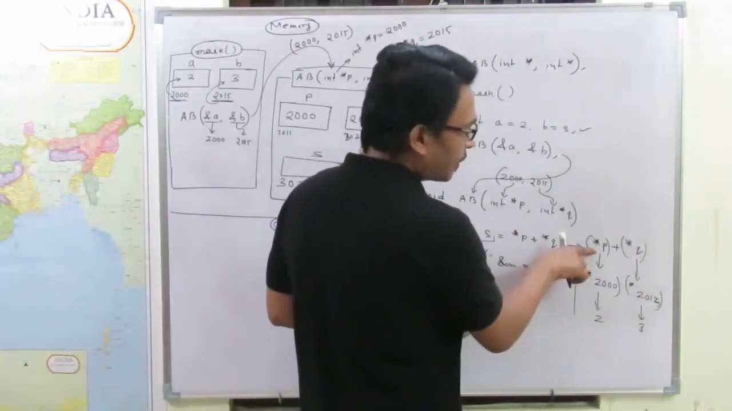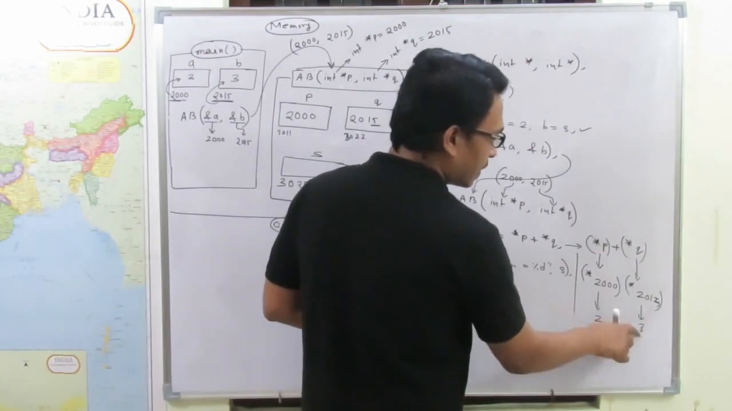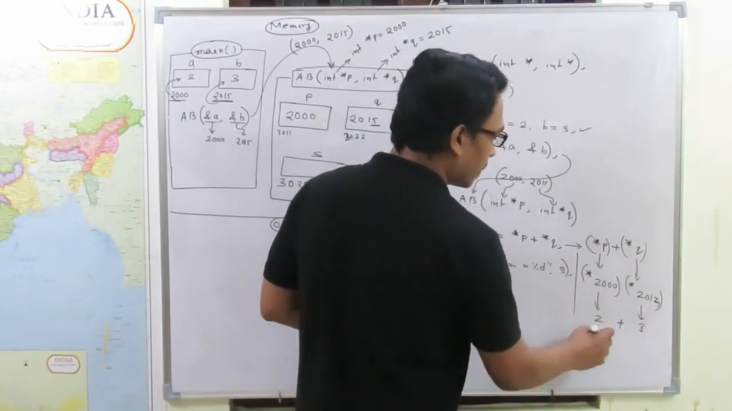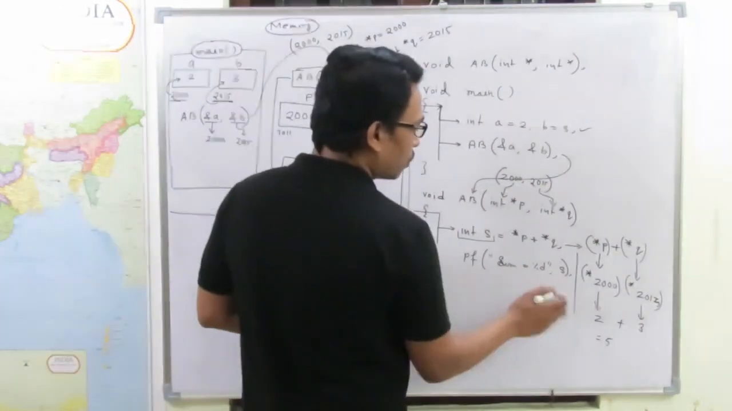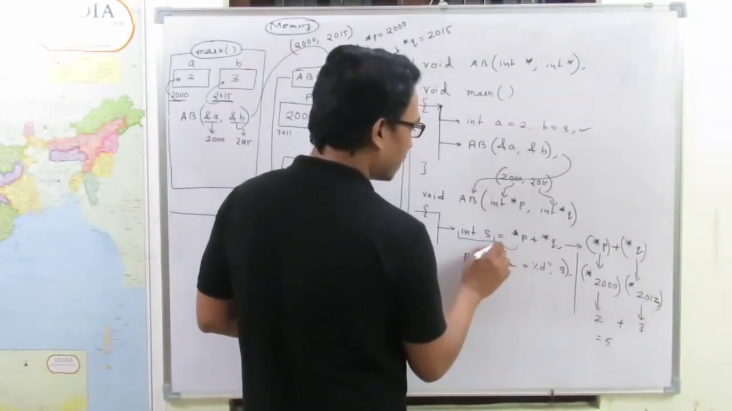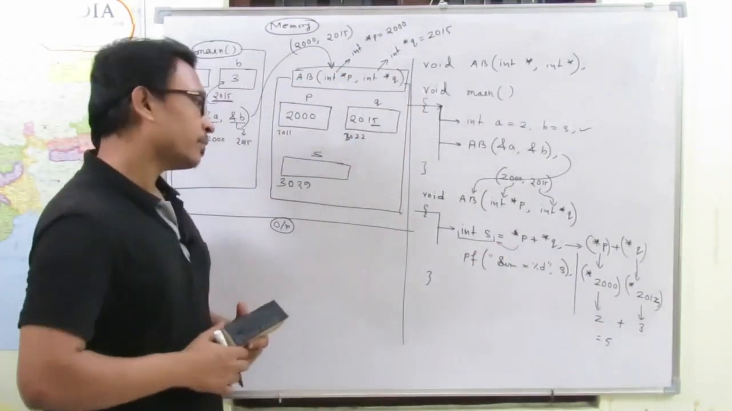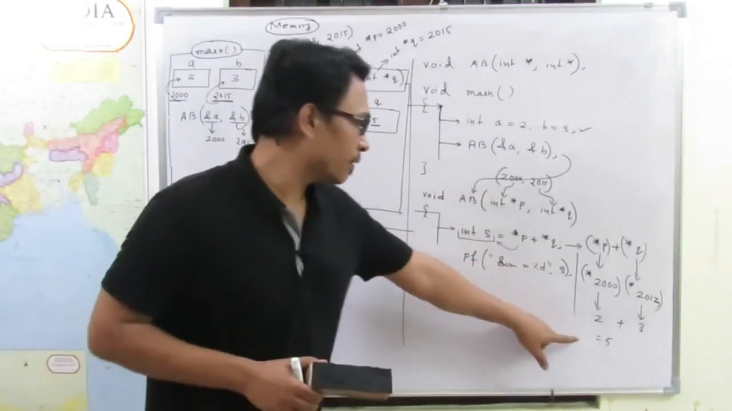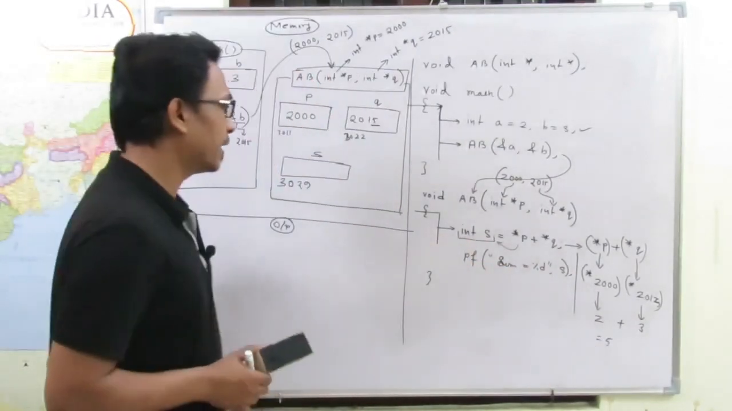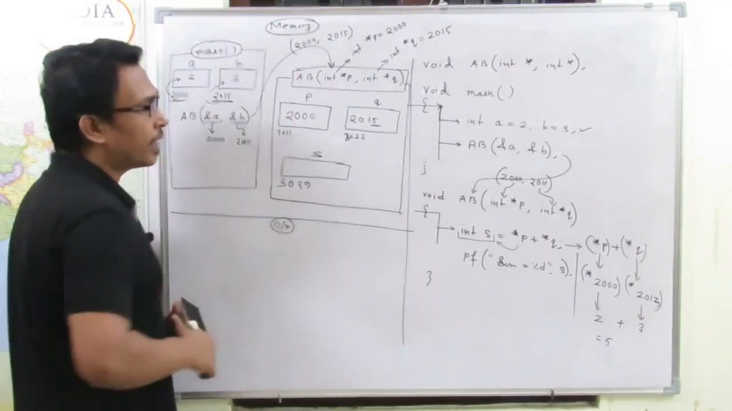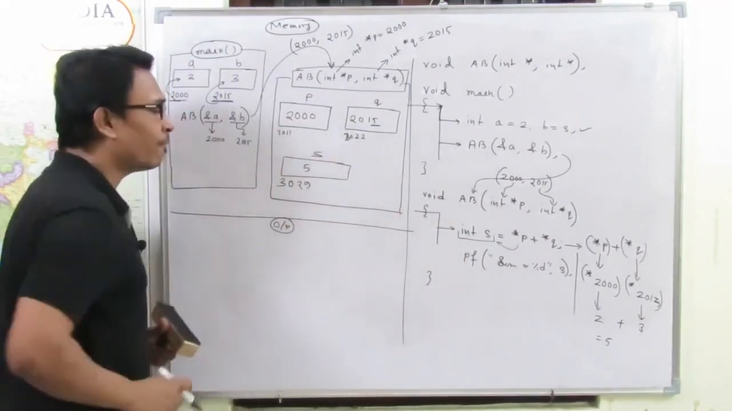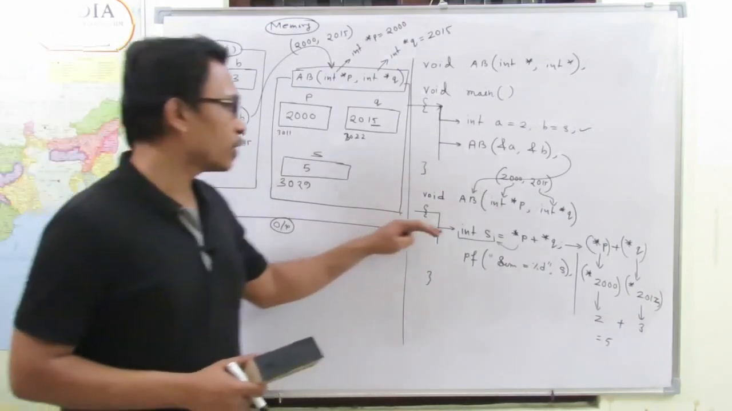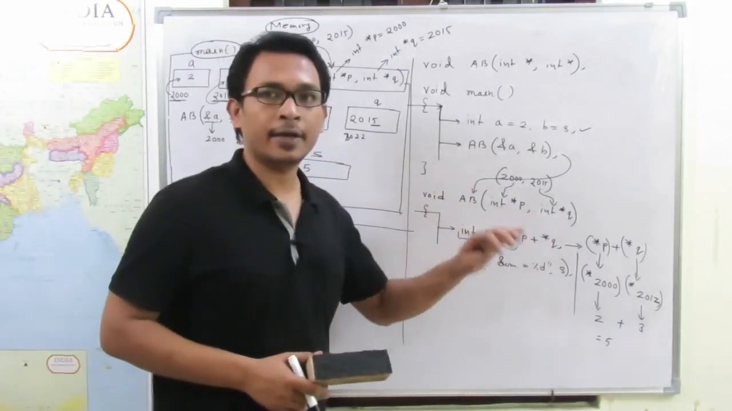Now we get the first operand as 2 and the second operand as 3. Now it performs the addition operation, and the addition gives us 5. Now this 5 will be stored in s. And s is declared inside the ab function. That means inside the ab function, the content of s will become 5. Now the execution of this instruction ends here.